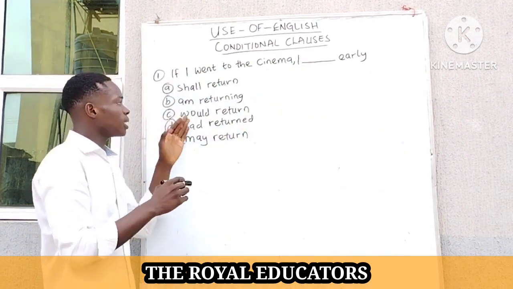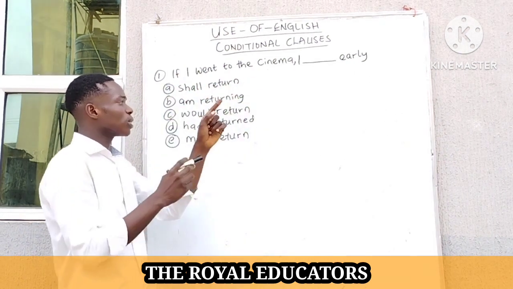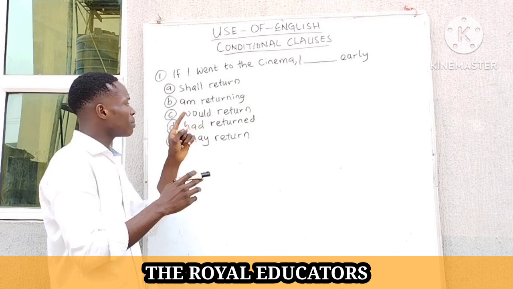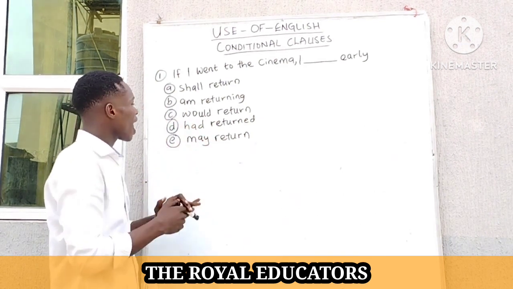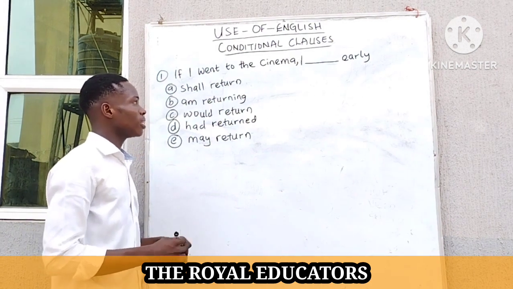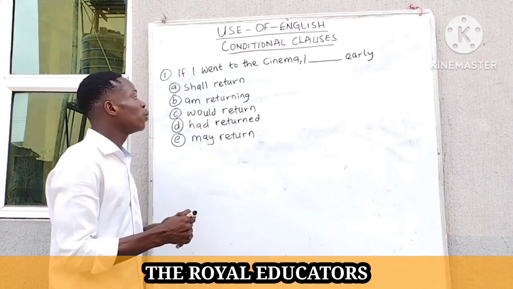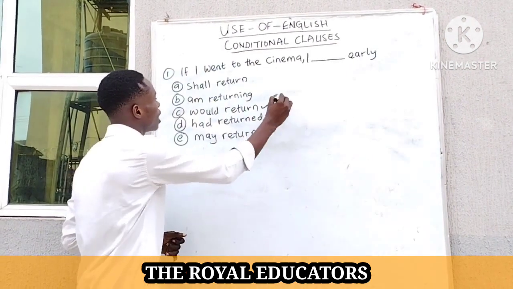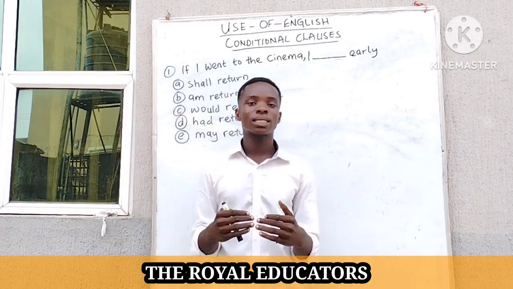Okay, so in C, we have, if I went to the cinema, I will return early. If I went to the cinema, I had returned early. And E, if I went to the cinema, I may return early. Now, looking at it, a sane person that has gotten the knowledge of conditional clauses will go for C, and C is correct. Okay, now we are going to look at the next question.